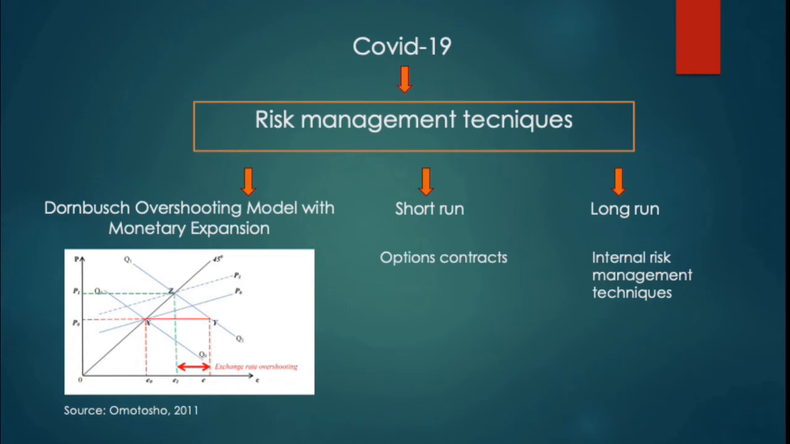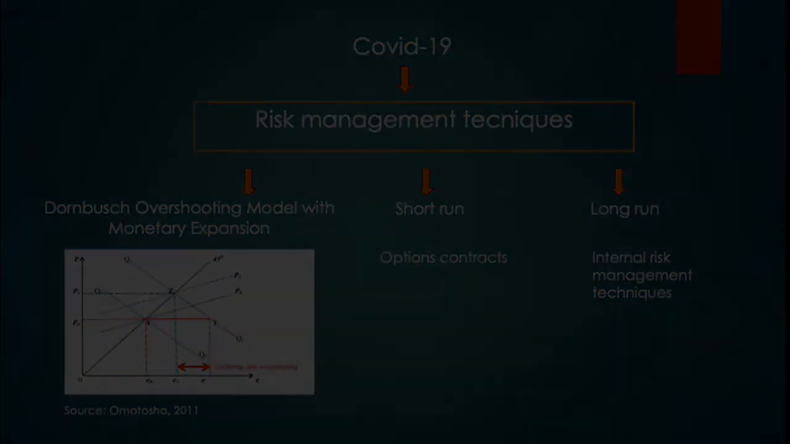This pandemic can last long, and the companies should pay attention to the market behavior in the short run. According to the Dornbusch overshooting model, in the short run there can be a significant increase in the exchange rates with a following decrease in the long run. Hence, the most efficient strategy for the company in the long run will be to concentrate on internal risk management techniques. But in the short run, options contracts can hedge against foreign exchange rate risk.